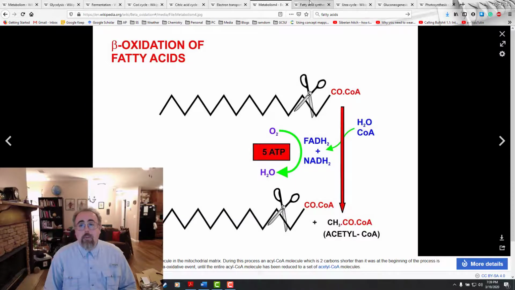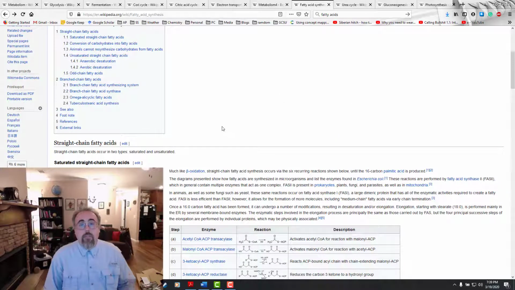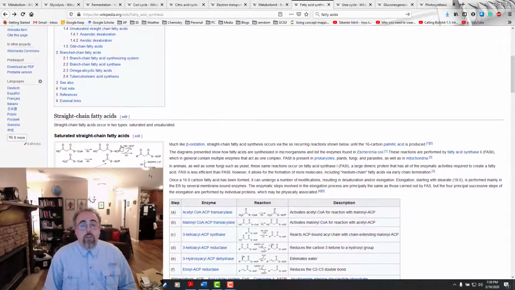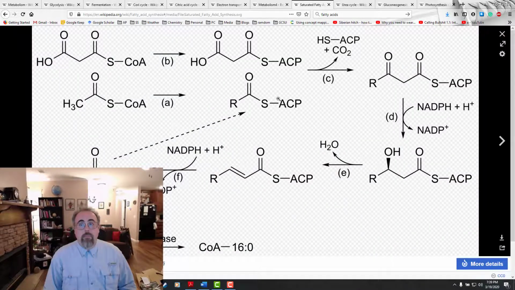Okay, let's go into fatty acid synthesis. Unfortunately, nowhere near as nice of photos. Here's the pathway for this one. I've definitely seen some better photos on the internet before, but those are copyrighted, where thankfully we've got Creative Commons over here.